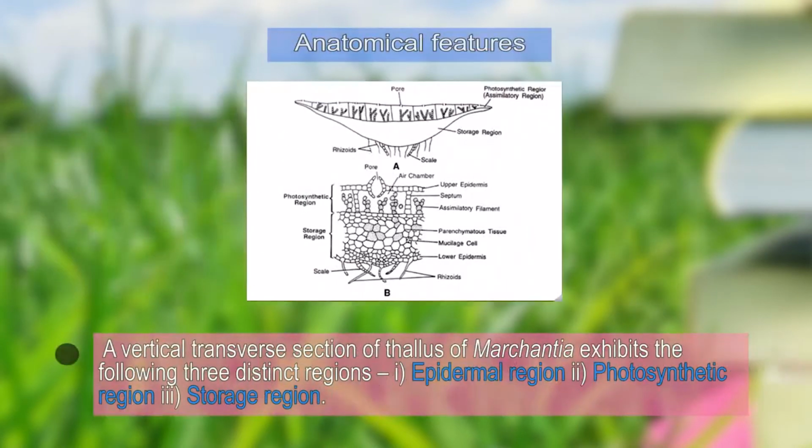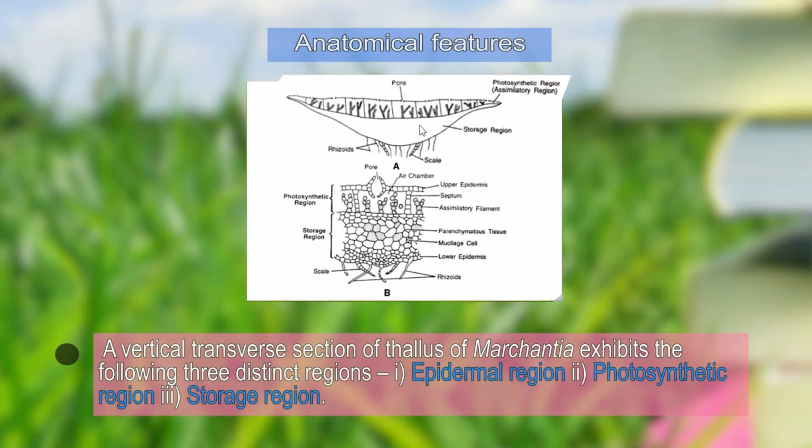Now moving forward into the anatomical features, if we cut a transverse section of the thallus of Marchantia, it shows three distinct regions. That is, it has an epidermal region. The epidermal region is of two types, the upper epidermis and the lower epidermis, followed by a photosynthetic region and a storage region. The epidermis is made from epidermal cells. The epidermis is not continuous; it is interrupted by the air pores.